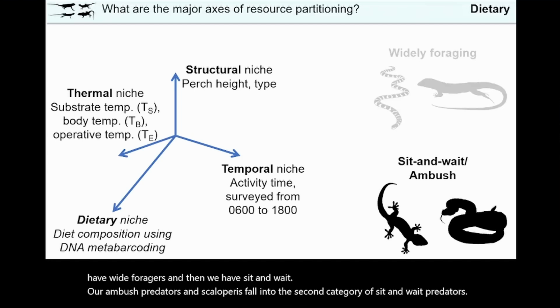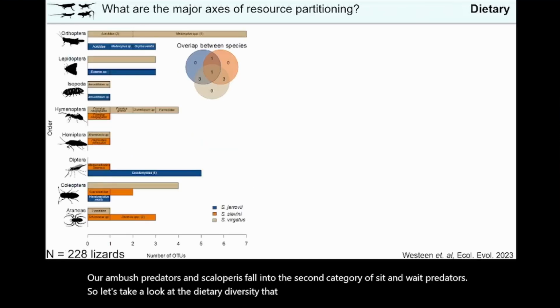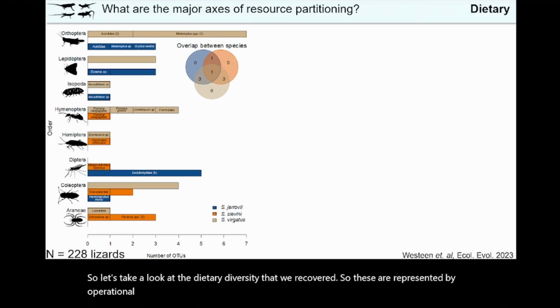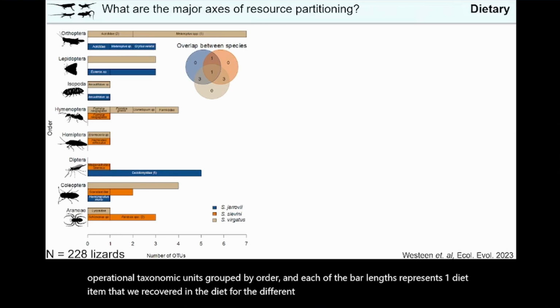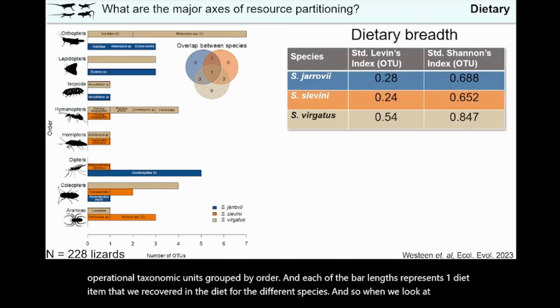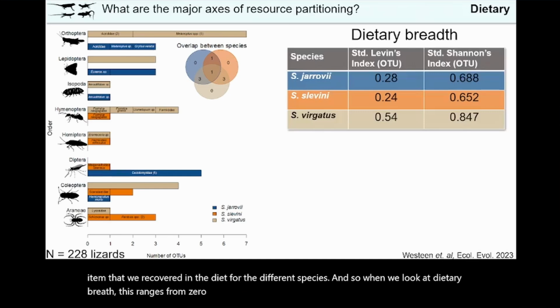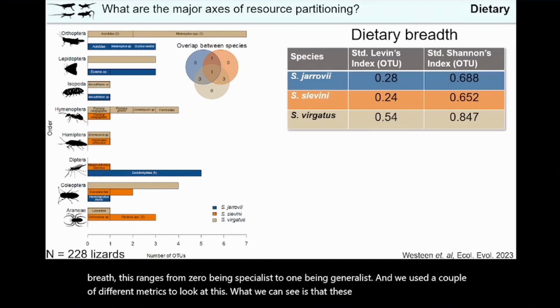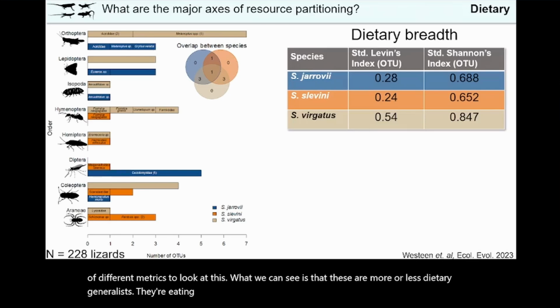So let's take a look at the dietary diversity that we recovered. These are represented by operational taxonomic units grouped by order, and each of the bar lengths represents one diet item that we recovered in the diet for the different species. When we look at dietary breadth, this ranges from 0 being specialist to 1 being generalist, and we used a couple of different metrics to look at this. What we can see is that these are more or less dietary generalists. They're eating quite a wide variety of items, right?